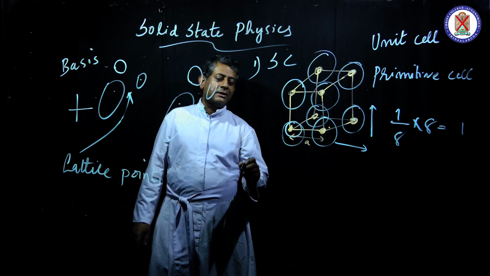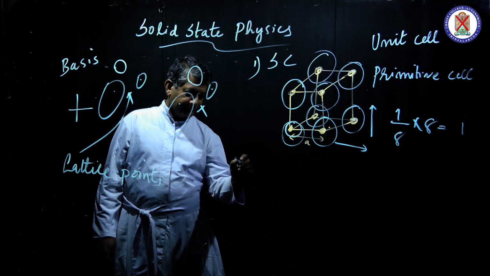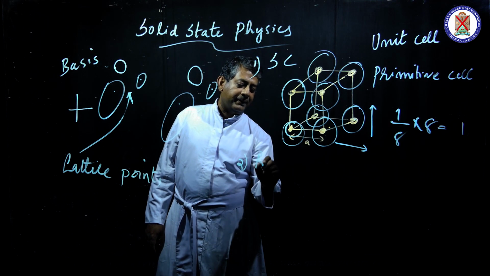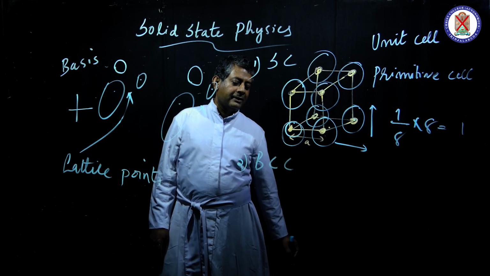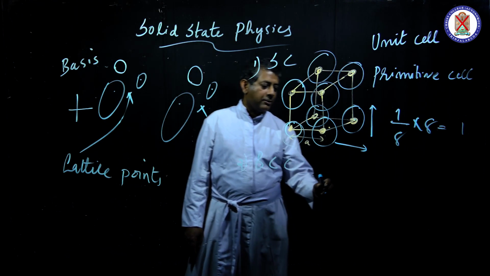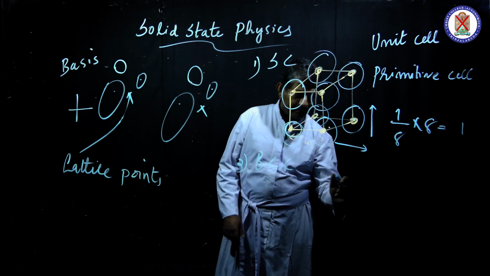The second type of cubic structure is BCC, the body-centered cubic structure. I'm going to draw the body-centered cubic structure now.